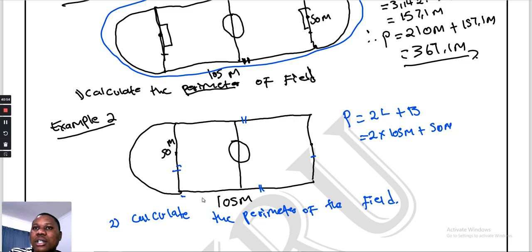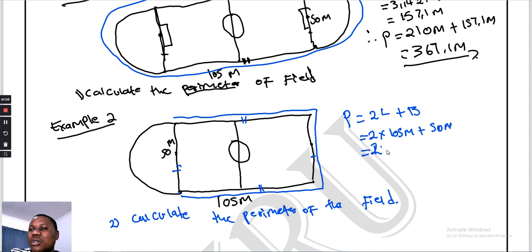So now we have just calculated the distance from this point to this point. Now we are left with the circumference of this semicircle. So that's going to be 210 meters plus 50 meters, which is equal to 260 meters.